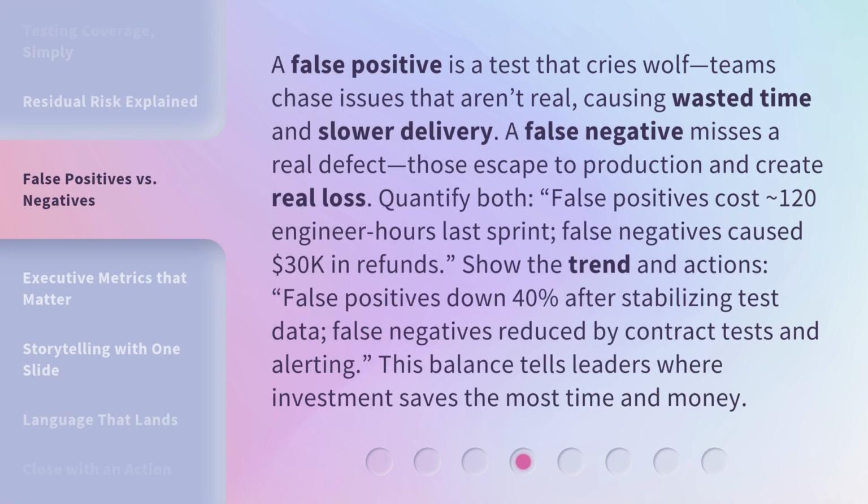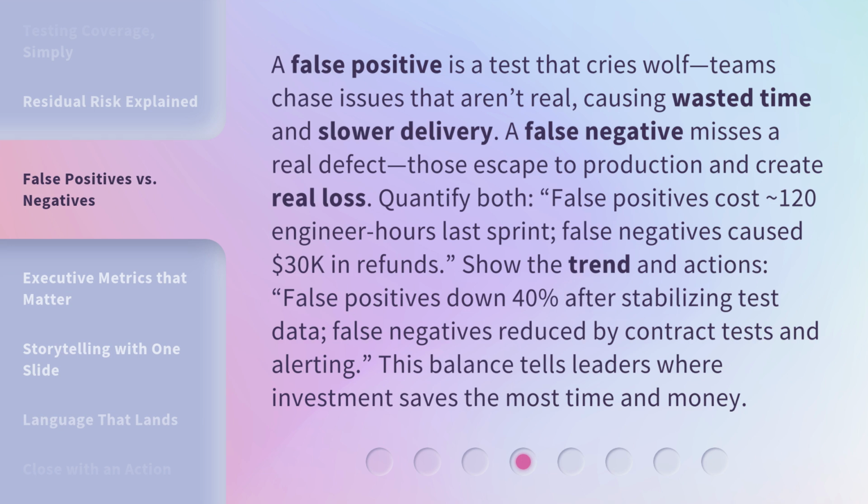A false positive is a test that cries wolf. Teams chase issues that aren't real, causing wasted time and slower delivery. A false negative misses a real defect. Those escape to production and create real loss. Quantify both. False positives cost approximately 120 engineer hours last sprint. False negatives caused $30,000 in refunds.